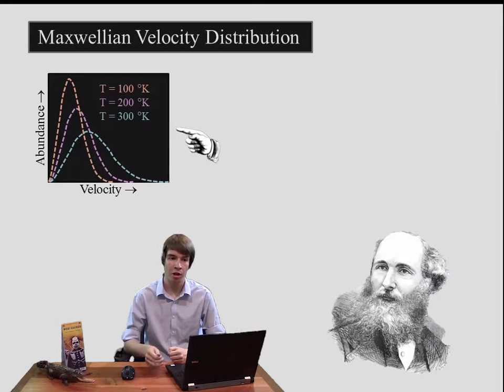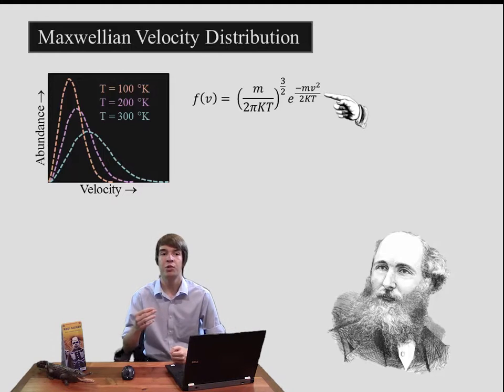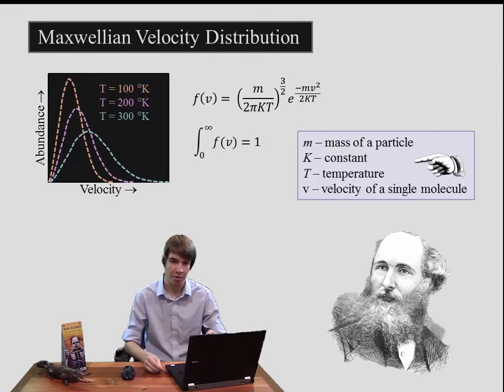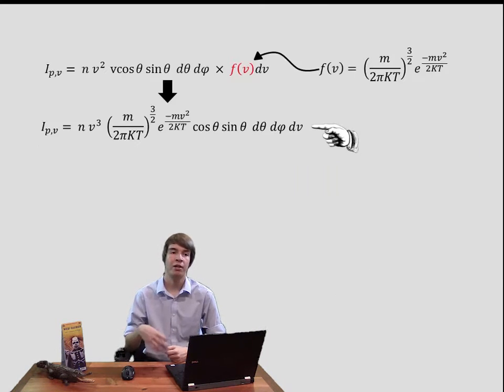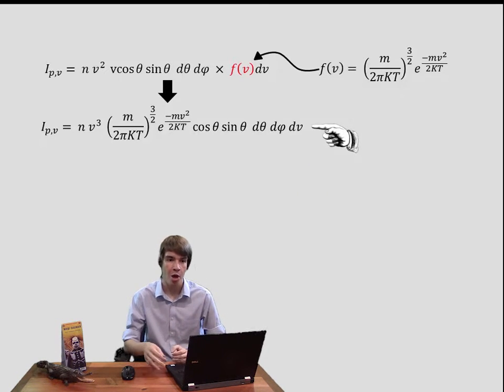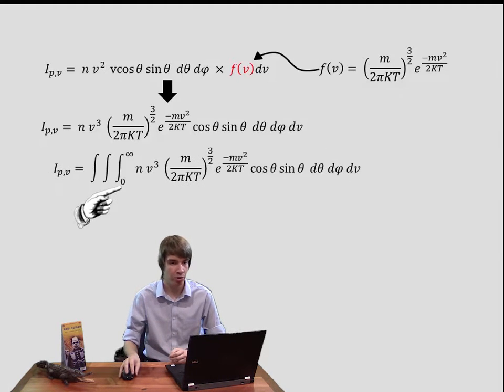It follows a Maxwellian velocity distribution defined by the function f of v, where f of v is the relative concentration of velocity v, and the integral of f of v is 1 when integrated from 0 to infinity, and the mass is m of a gas particle. K is a constant, T is the temperature of the gas, and v is the velocity of a gas particle. To account for this, we will find the gas flux for each velocity by multiplying our expression by f of v dv. Then to find the total gas flux, we will integrate this new expression from 0 to infinity.